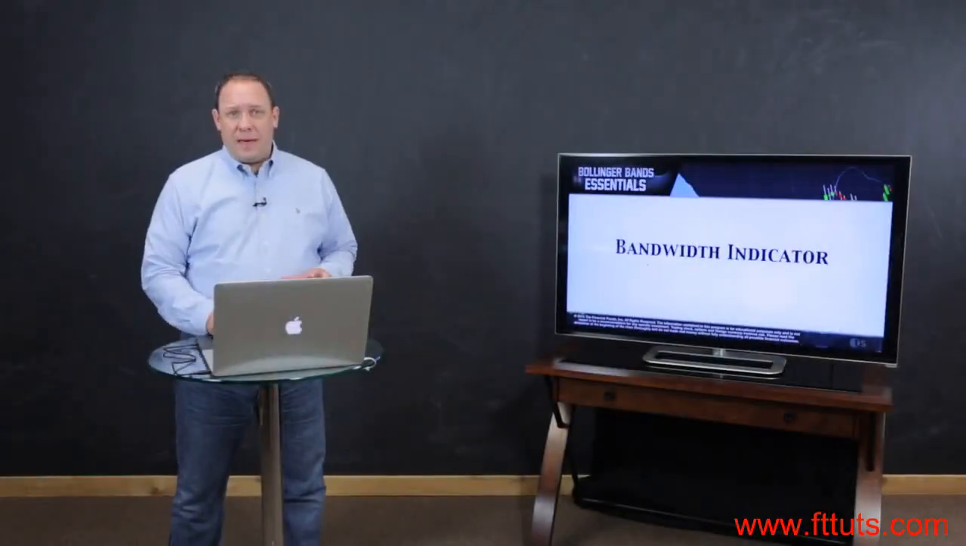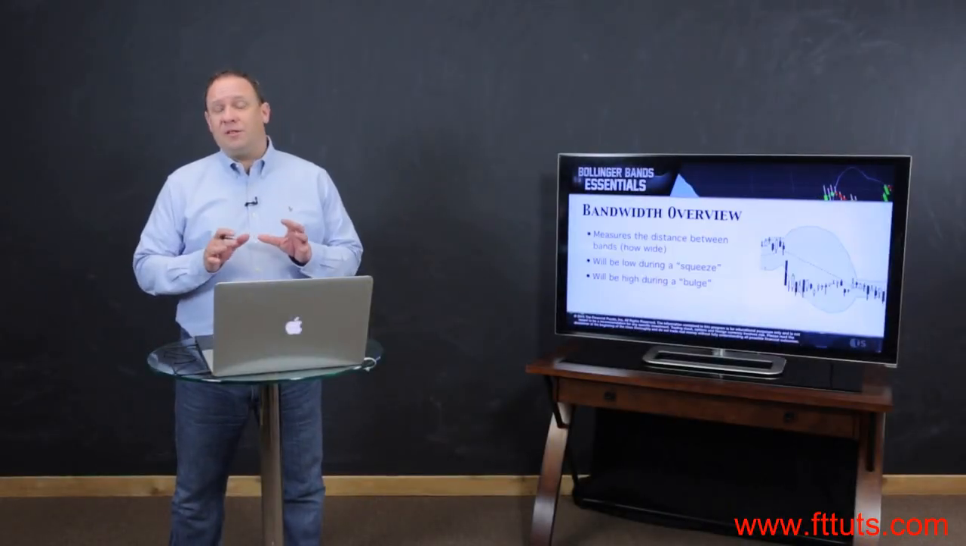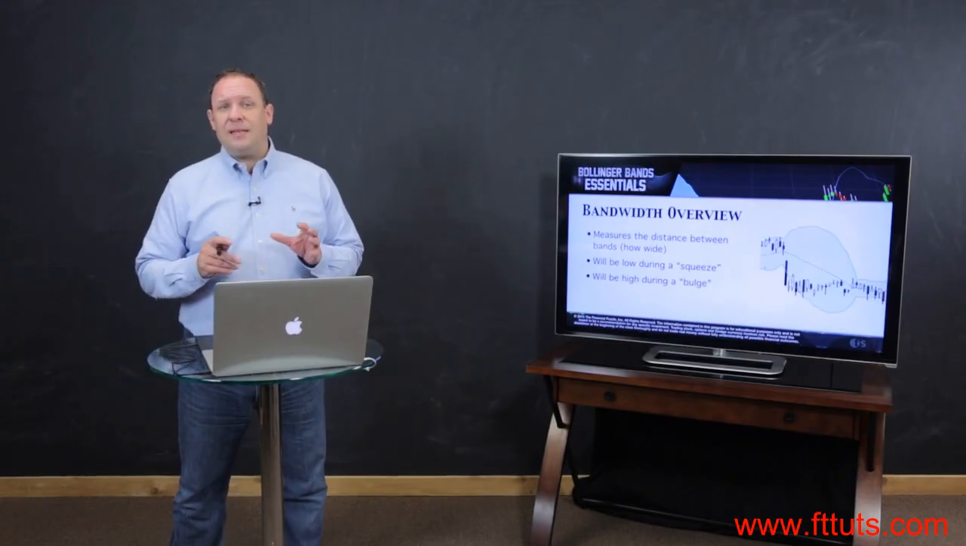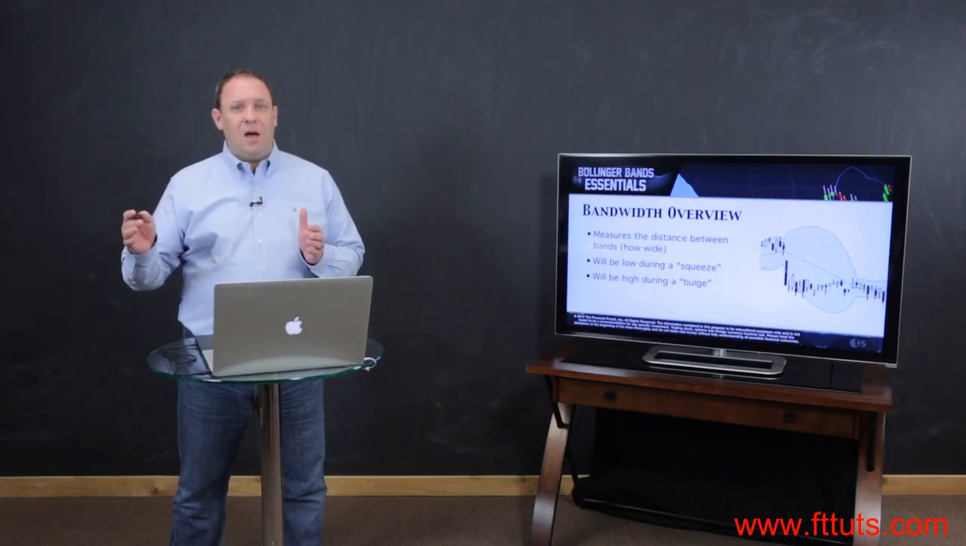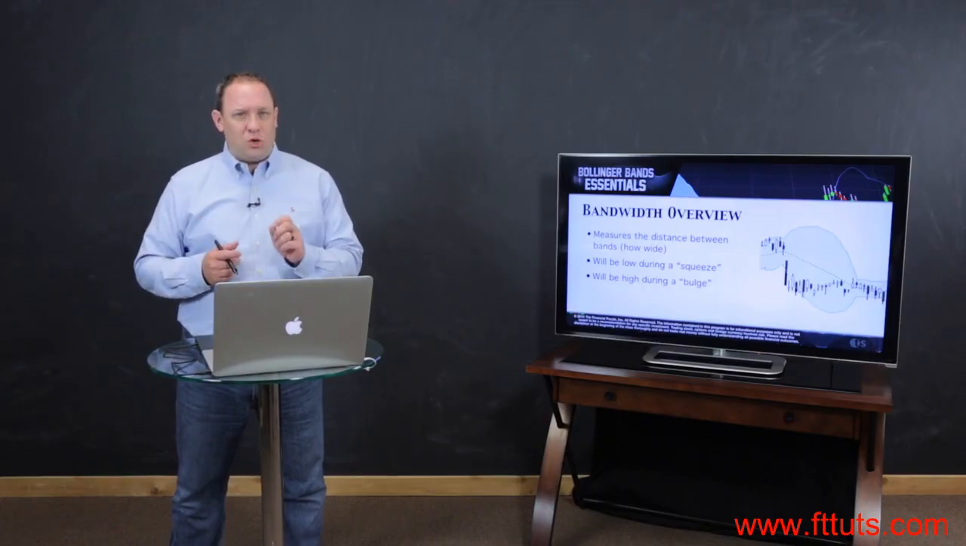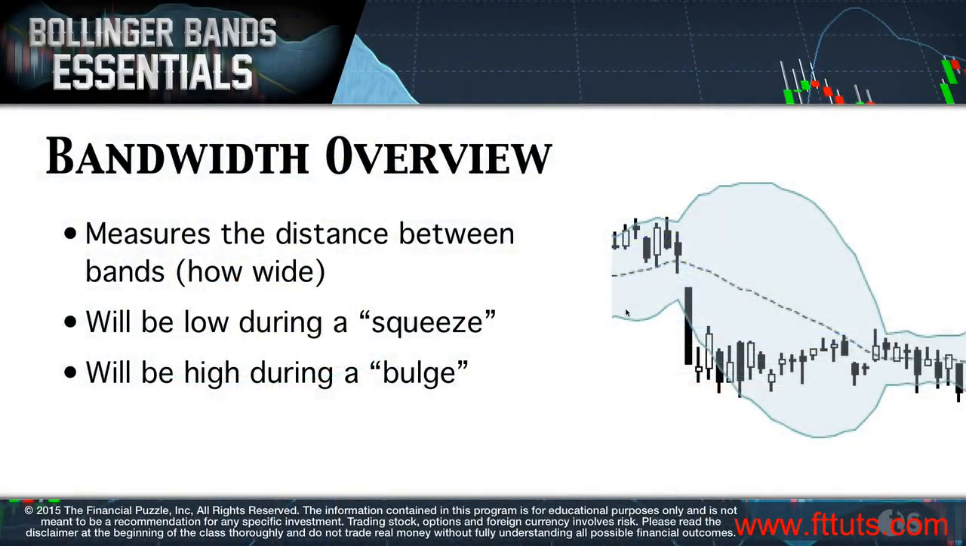So now let's talk about the bandwidth indicator. The bandwidth indicator is very interesting because it gives us a reflection, kind of like an oscillator, but it's showing us the width between the bands. Here's how it's going to work. It's going to measure the distance between the upper and the lower band. In other words, it's telling us how wide that spacing is.